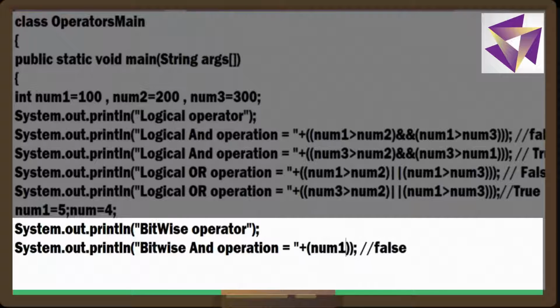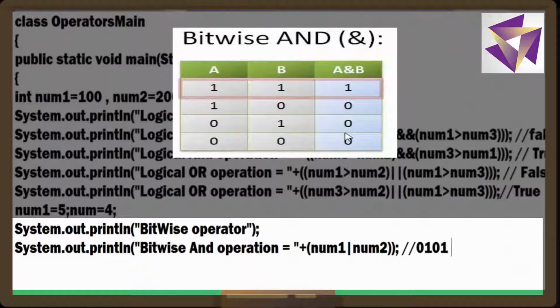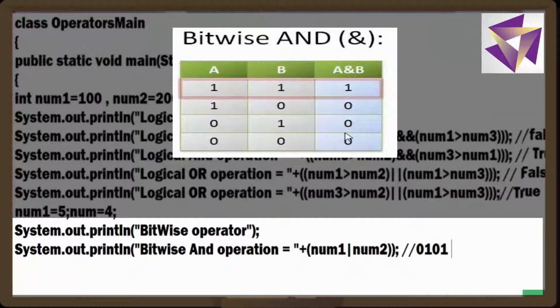here I'll write num1 and num2. Now see, if I see the last 4 bits of the number, the first number is 101, so now here num1 and num2, so it is AND with 0100. These are the last 4 bits.